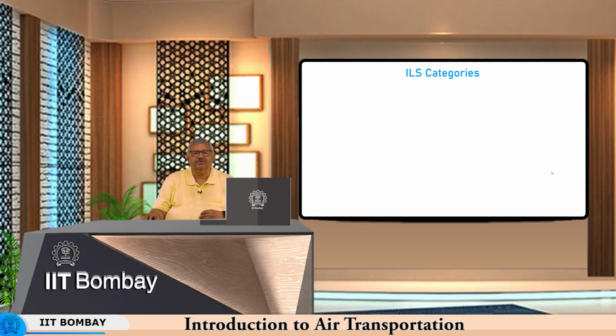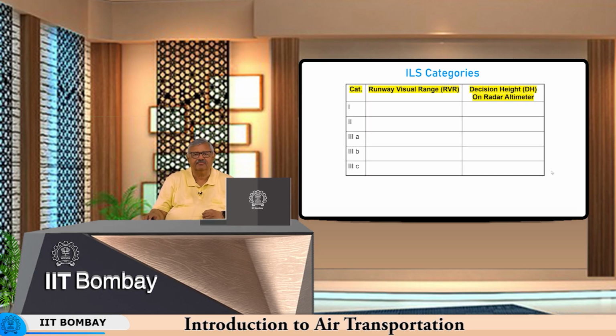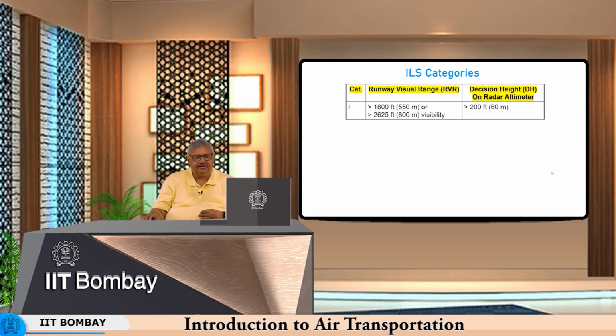So, based on the values of the runway visual range and the decision height, there are various kinds of ILS categories. The categories are 1, 2, 3A, 3B and 3C. As you go down this table, the runway visual range will reduce and the decision height will also reduce. Category 1 system is the most basic system, in which the decision height is 200 feet or 60 meters. So, when the aircraft comes as low as 200 feet above the ground, there should be a visibility of 800 meters, or you should be able to acquire the runway at a distance of 550 meters.